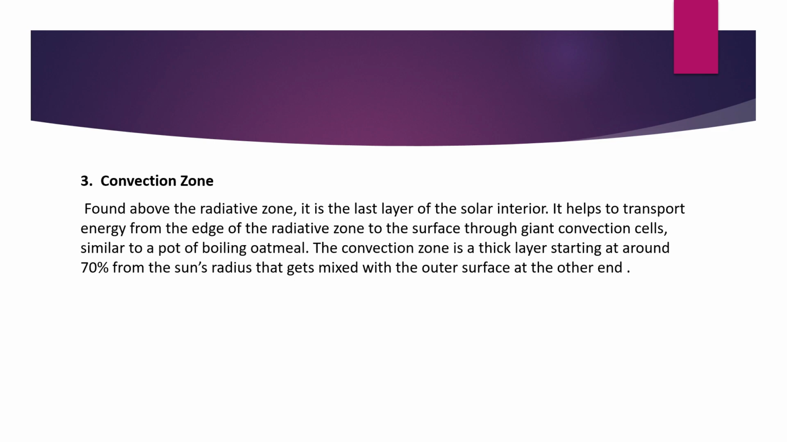The third layer is the convection zone. The convection zone is found above the radiative zone. It is the last layer of the solar interior. It helps to transport energy from the edge of the radiative zone to the surface through giant convection cells. Similar to a pot of boiling oatmeal, the convection zone is a thick layer starting at around 70% from the sun's radius that gets mixed with the outer surface at the other end.